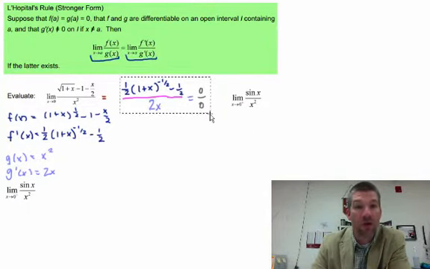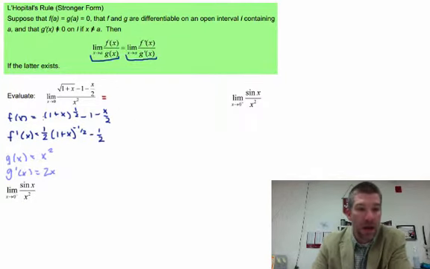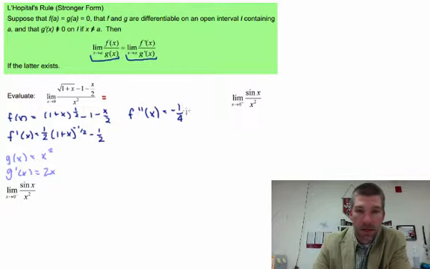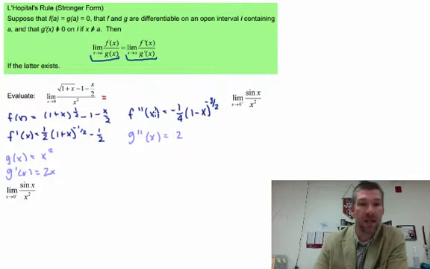We'll take our derivative of our derivative. And when we do that, I'm going to wind up with an answer that I should be able to work with. So the derivative of f prime, so f double prime, is negative 1/4 times 1 minus x to the negative 3/2. And then the derivative of 1/2 is 0. The second derivative of g is 2. So whatever answer we get, we're just going to simply divide that by 2.